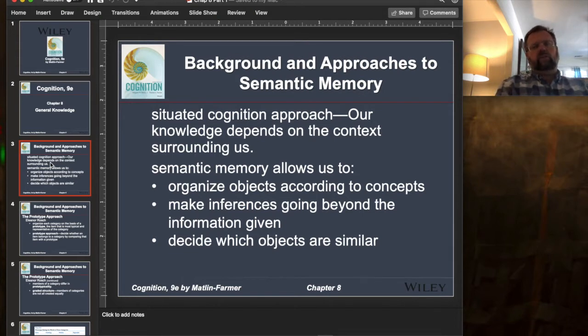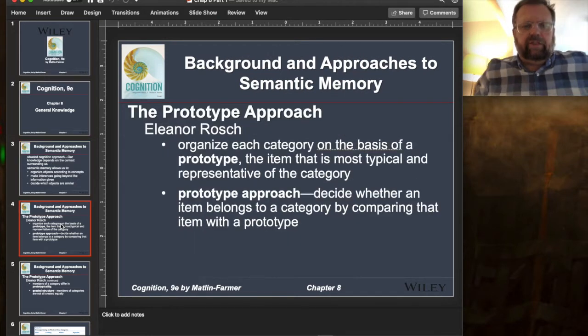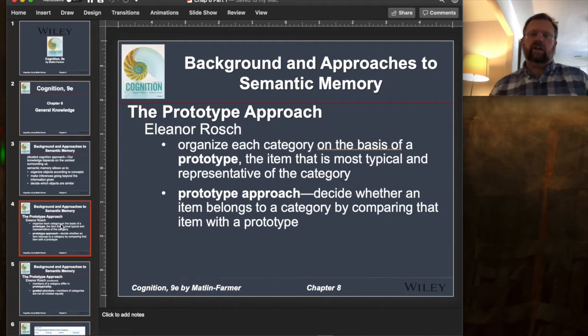One of the interesting things that we'll be talking about in general is the way in which we categorize or group things together and how we make distinctions in terms of categories. The first approach that we'll start with is the prototype approach, developed by Eleanor Rosch, starting in the early to mid 1970s. She argues that we organize each category on the basis of a prototype, an item that is most typical and representative of that category.